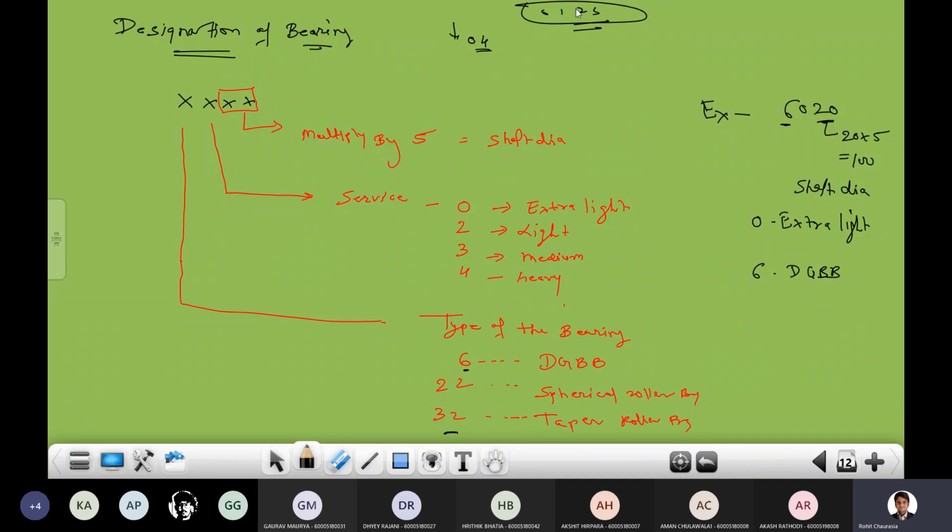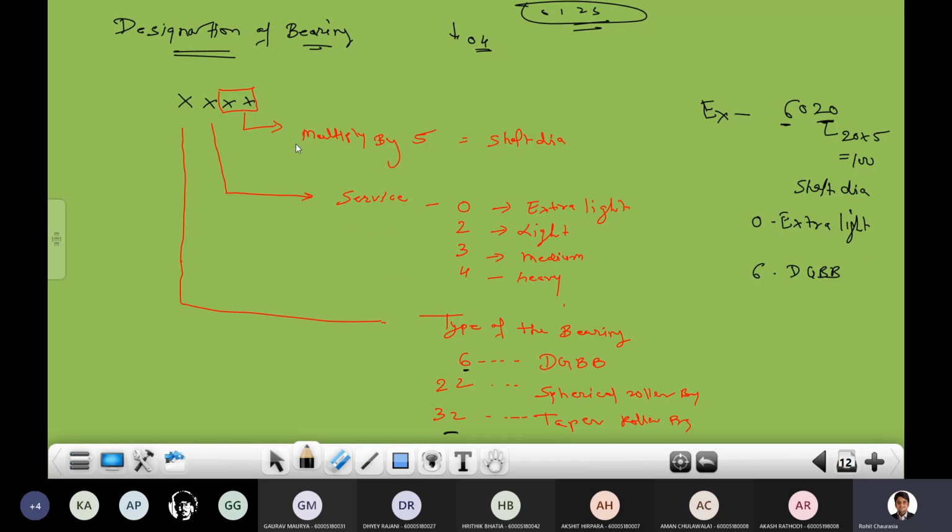तो इसके पहले का जो 0, 1, 2, 3 है, that time we are getting some special customized thing. So that is a different shaft dimension. So we need to refer to that time. If we have 0, 1, 2, 3, that time we need to refer to the catalog table. Yes, is anyone having any doubt regarding the designation of the bearing? Then please ask.